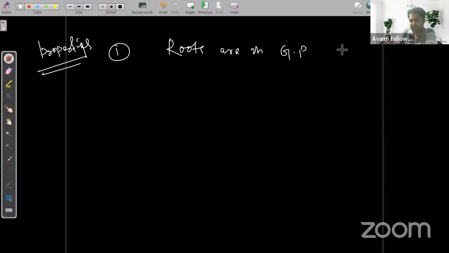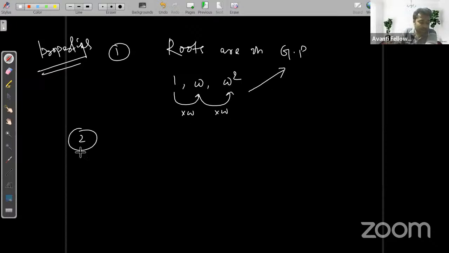Property. The first property says the cube roots of unity are in GP. Yes, why not? Because 1, omega, omega square. What is the common ratio here? If we multiply 1 with omega, we get the second. If we multiply omega with omega, we get the third one. Then they are in GP. Yes or no?